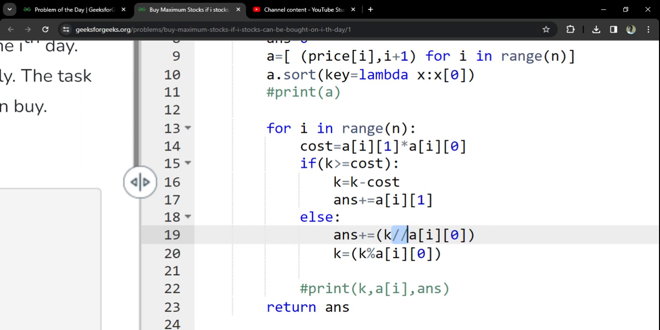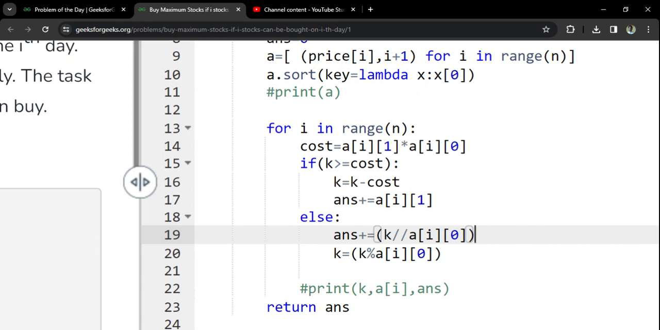What is A of i of 0? First of all, A of i of 0 is the price. When I divide k, that is the remaining money, by the price, it will give me how many stocks can be purchased. How many stocks can we purchase without running out of money? That's what we are doing. So it will give me some number, and that we are adding into our answer.